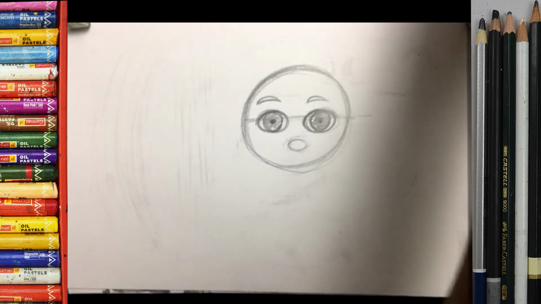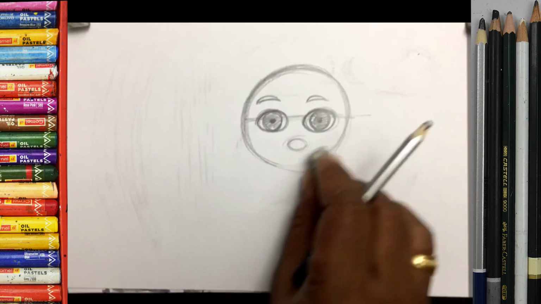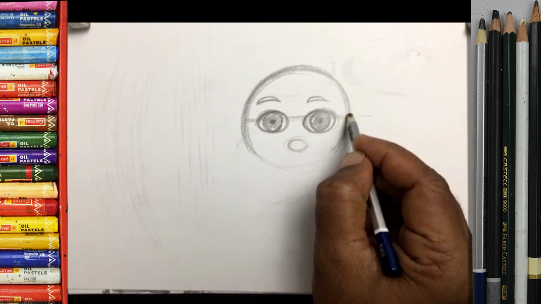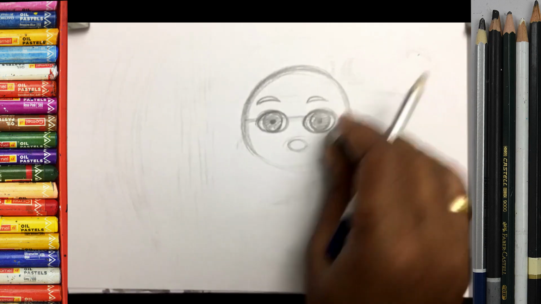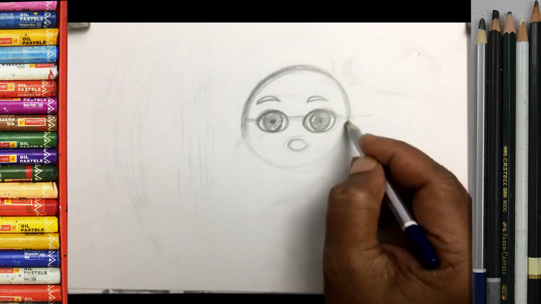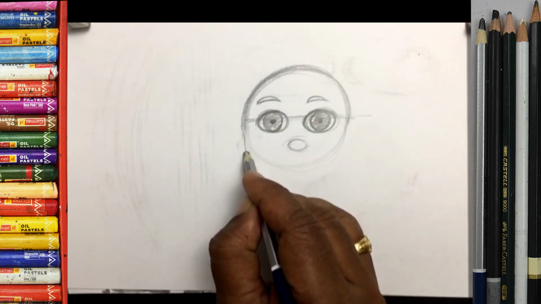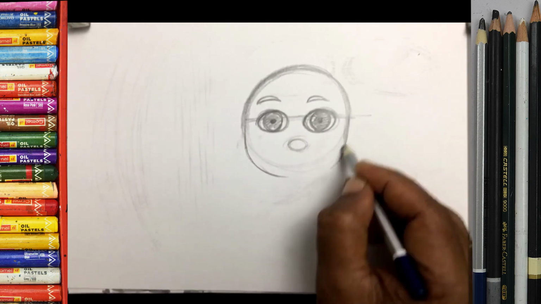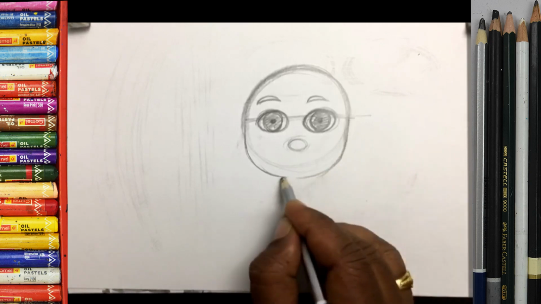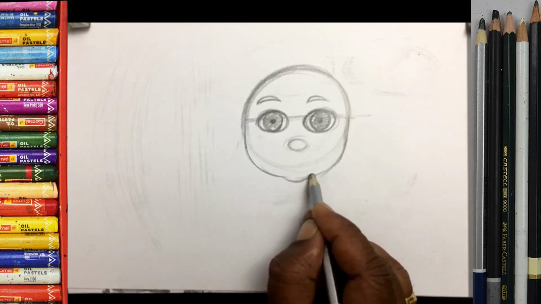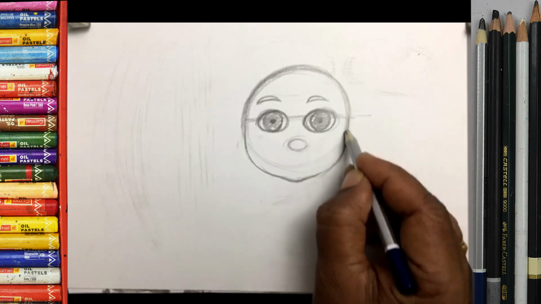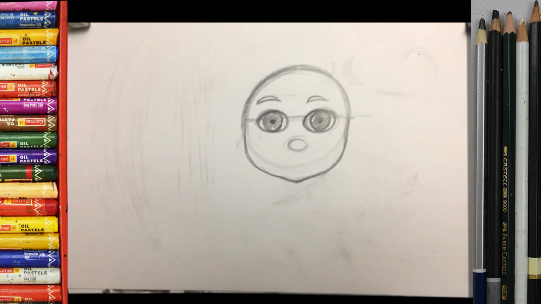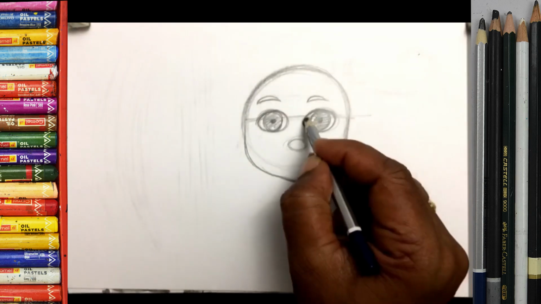Okay, and now we're just erasing this line. Okay, this line, and I make it little. I erase this line and make it little like this, little like this. Okay, little like this. Little like this. Okay, the chin I draw over here, this chin.